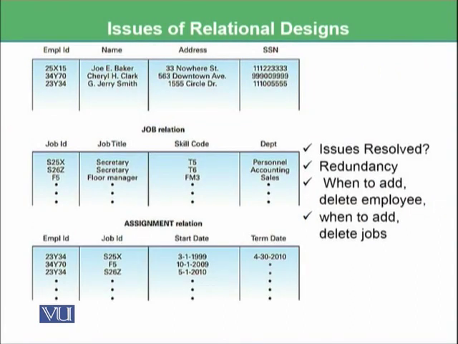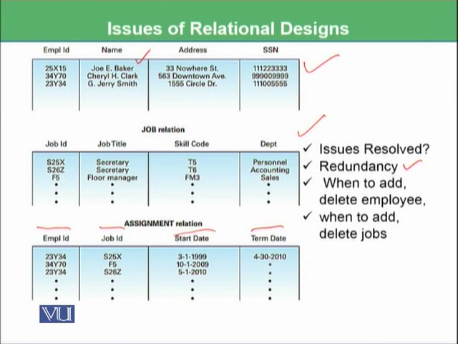So we have one relation related to employees, one relation related to jobs, and another relation. Here we have used the employee ID, job ID, and start and term date, which is the assignment relation. So we have divided the parent relation into three relations. Here you can see that redundancy has been resolved, because Joey E. Baker will be stored in only one position.